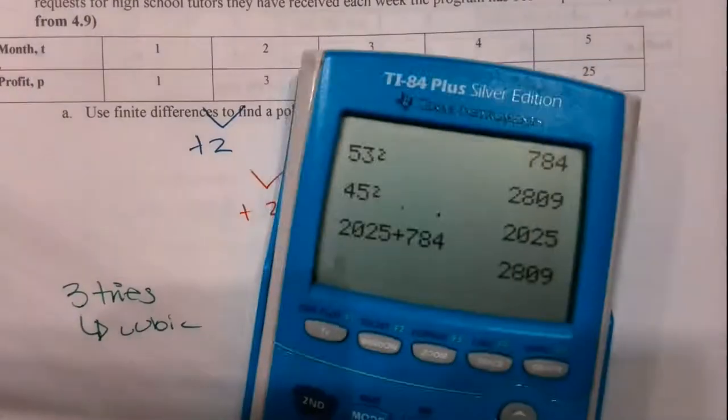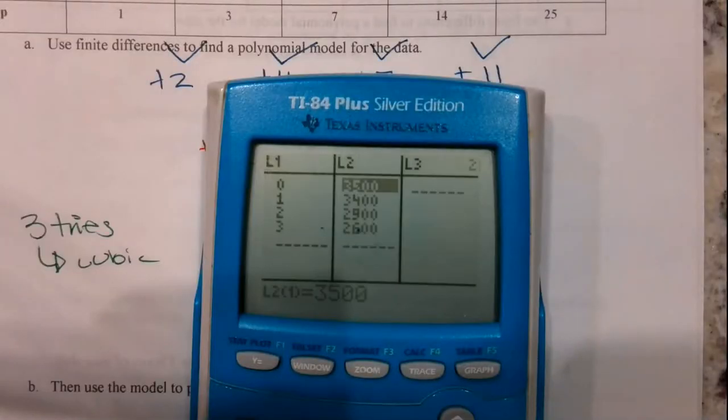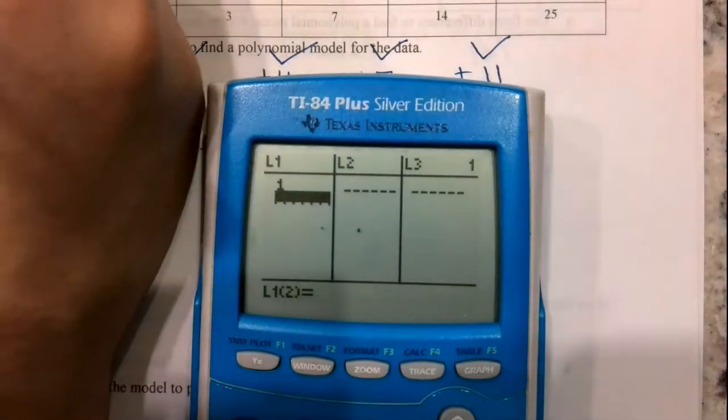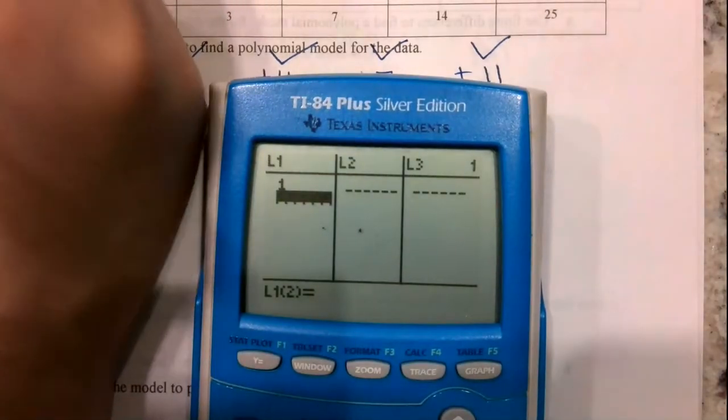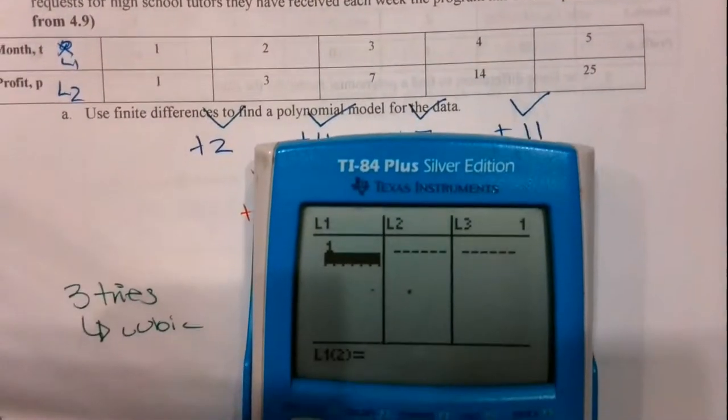So on my calculator, I am going to type this into my table of values. I'm going to stat, edit. I'm going to clear out my list if they have numbers, and then I'm going to type this one in. My month is L1. My P is L2. It's not even on the screen. So I type those in.